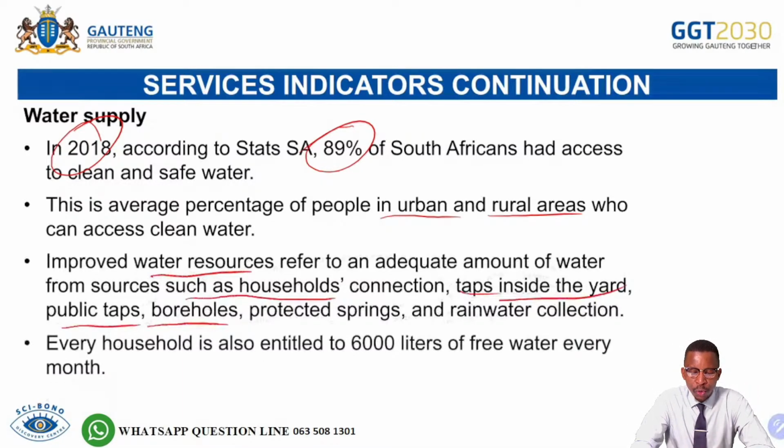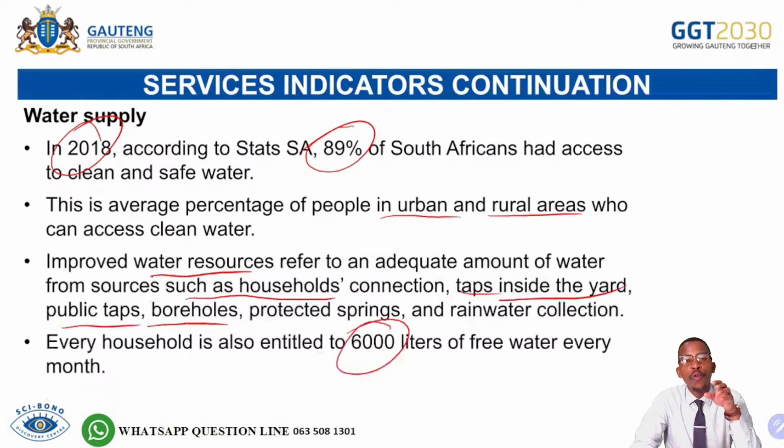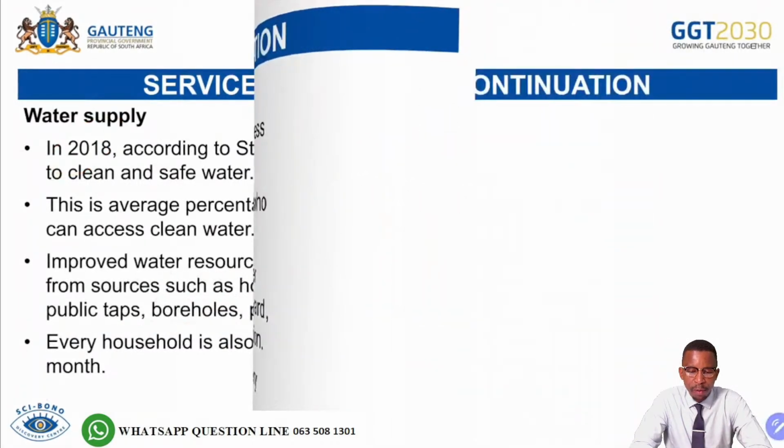Every household is also entitled to 6,000 liters of water for free on a monthly basis. So for those who buy water, because water is for sale according to the government, they receive 6,000 liters free of charge monthly. So water is highly subsidized by the government.